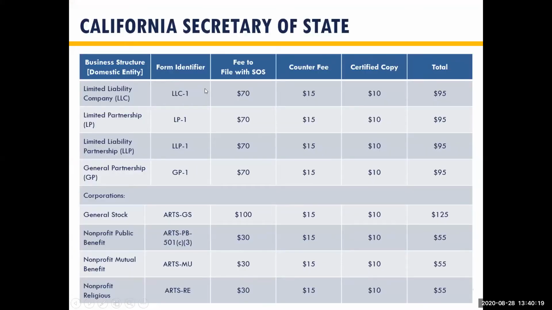Okay, so this slide and the next slide, I've broken down some of the more common forms that you would file with the Secretary of State by entity. This table is for a domestic entity. As you can see, every type of entity or business structure has a different form that needs to be filed. Some of them are pretty similar in price. Corp's $100, that's the most, and then nonprofits get a little bit of a fee break.